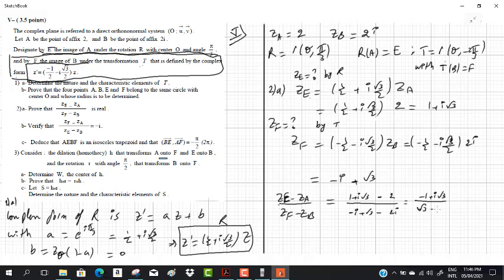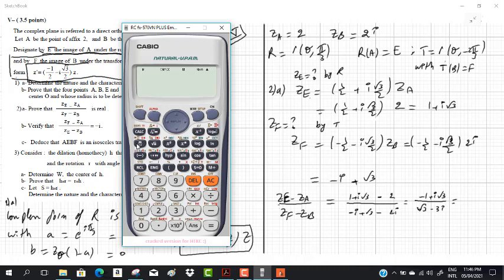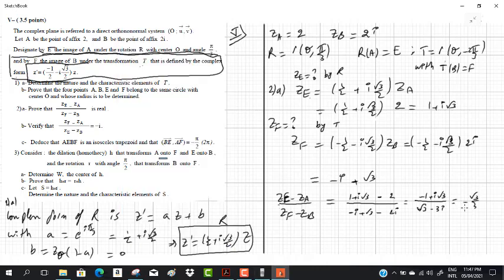radical 3 minus 3I. I'm going to find the answer using a calculator. Minus 1 plus I radical 3 over radical 3 minus 3I equal minus radical 3 over 3. So it's a real number.